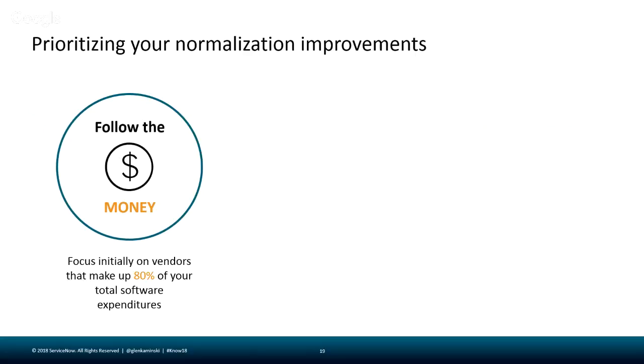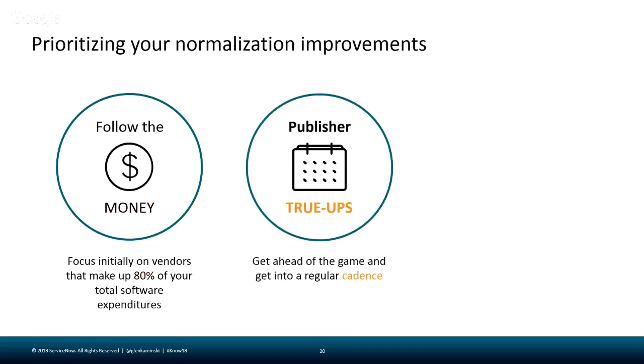After you choose to opt in, and hopefully you will, there are some important steps that you can take to make the improvements count most. First of all is follow the money. Just like in the movie All the President's Men, the first advice here is to follow the money. Really focus on those vendors, those software publishers that make up 80% of your total software expenditures. Really key to understand that, again, this is all about license position. So make the biggest impact with those larger software publishers.